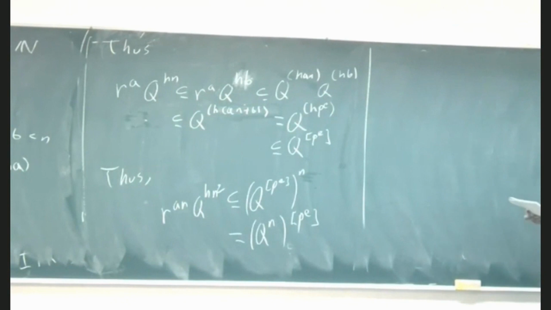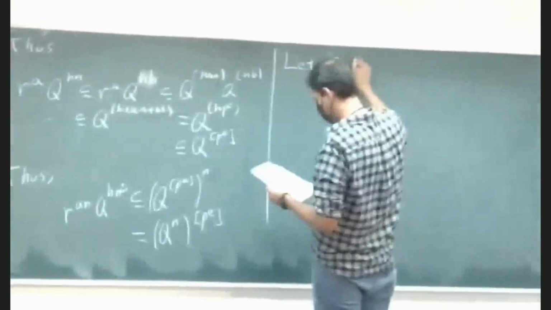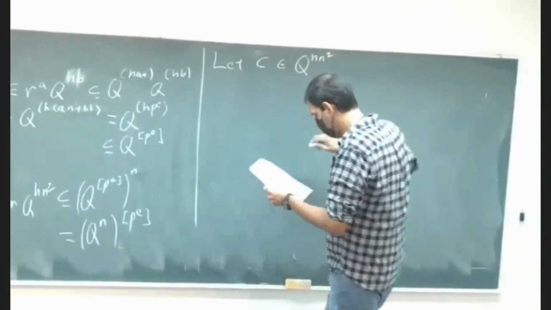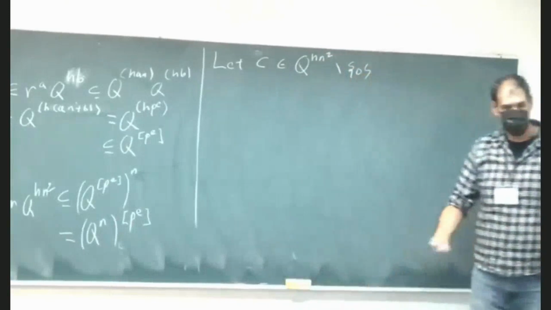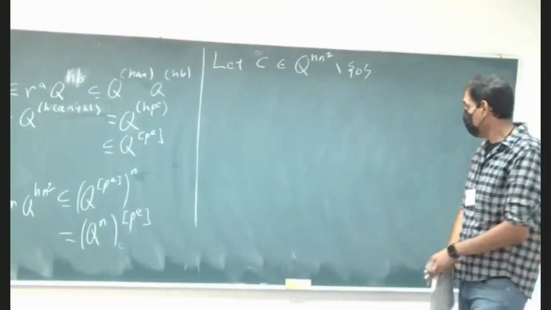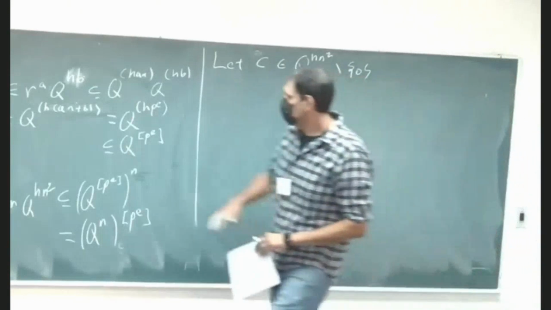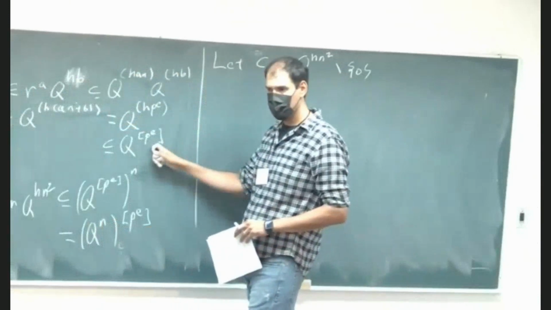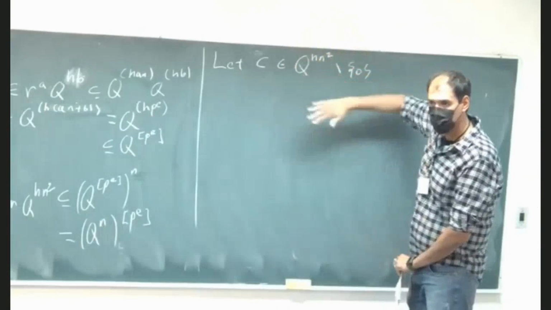So now, let's fix an element c inside q to the h n squared minus 0. We can do this because q is not 0 now. Okay? And notice that to do all this exercise, we have to go through p to the e. But right now that I'm choosing c, p to the e is not playing any role here.